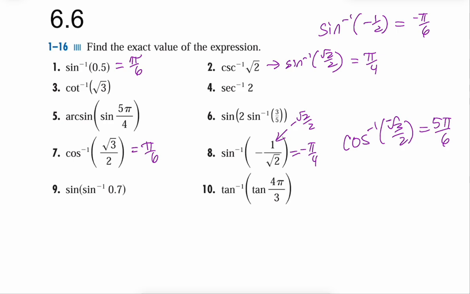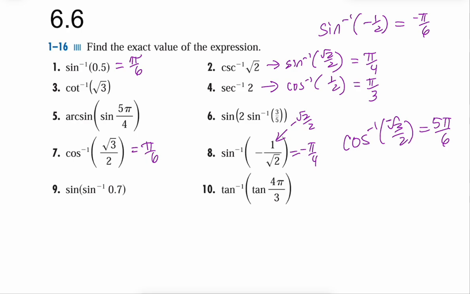4, secant. I don't search for secants. What is the reciprocal of a secant? The cosine. So I would make that the cosine inverse of 1/2. And the cosine is 1/2 at 60, so pi over 3.